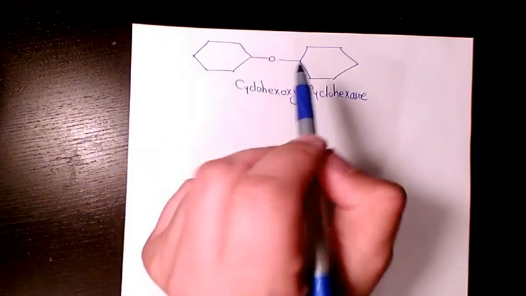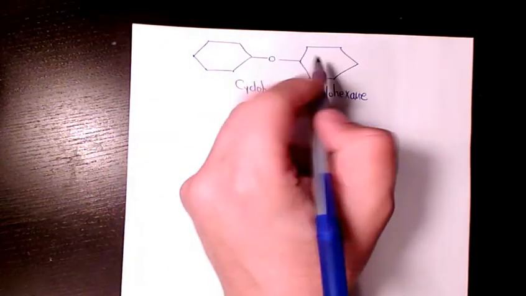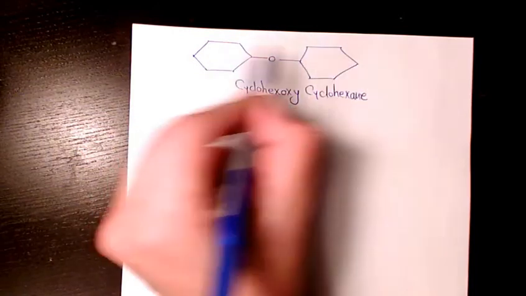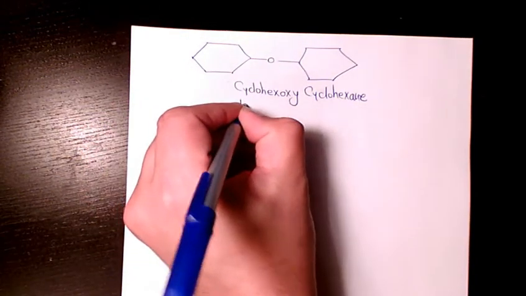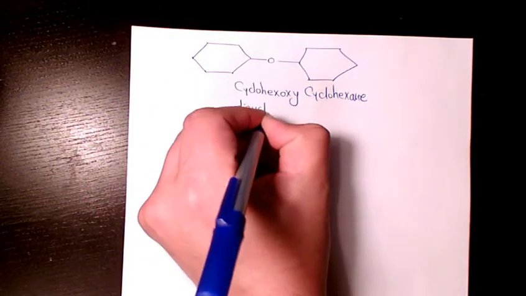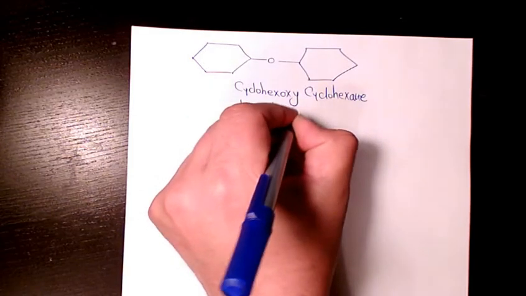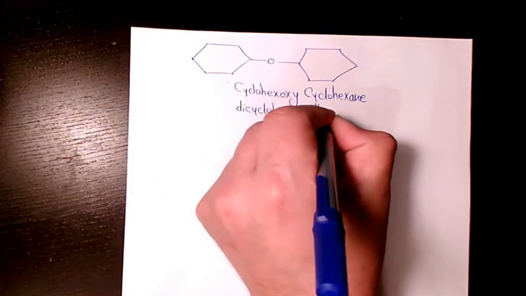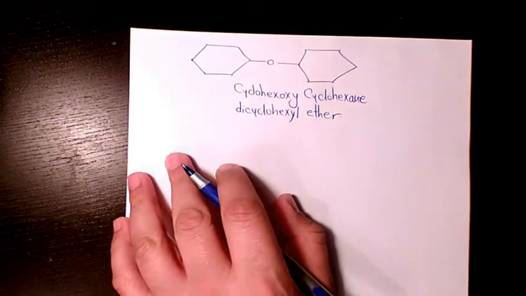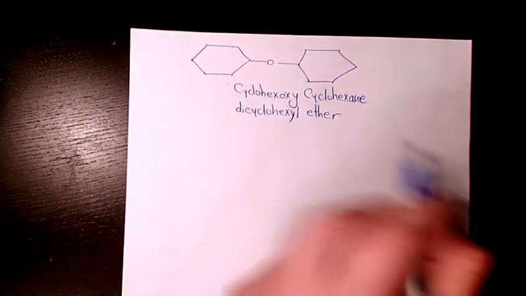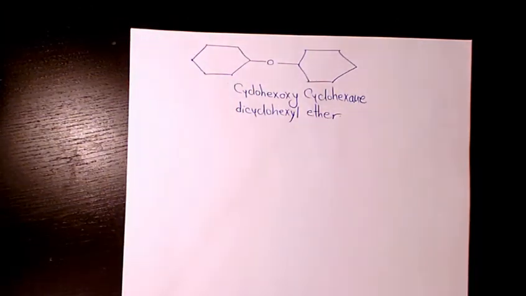And if I want to show you the common name, we have cyclohexyl, and there are two of them, so it's going to be dicyclohexyl ether. These are the IUPAC name and common name for this organic compound.